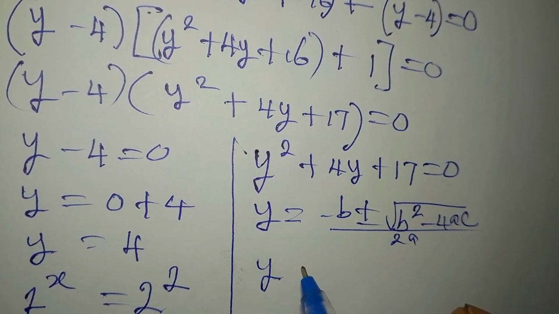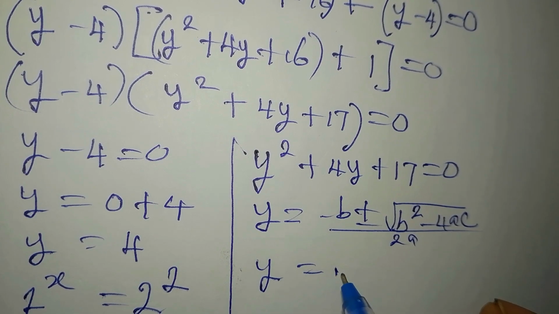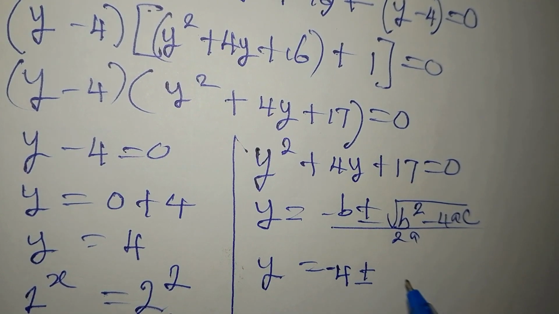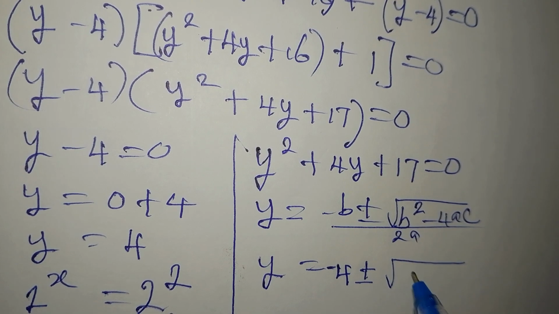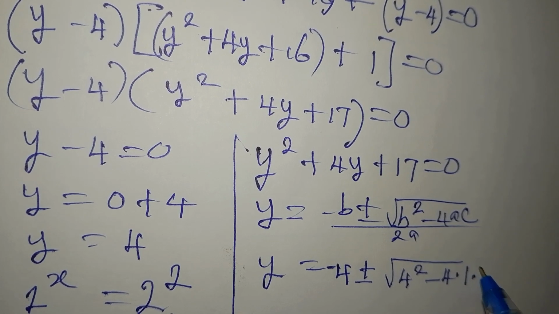So y now will be minus b becomes minus 4. So I'll write minus 4 over here. Then plus or minus b squared, that will still be 4 squared. Then minus 4 times 1, because a is 1, times c, our c is 17.